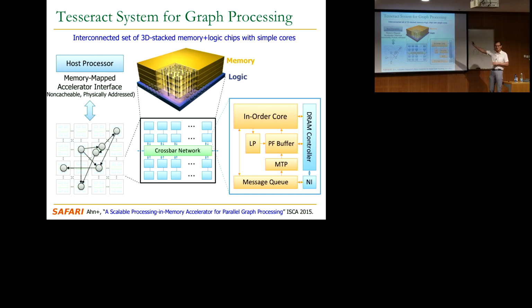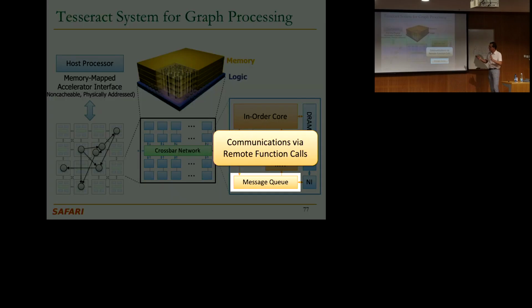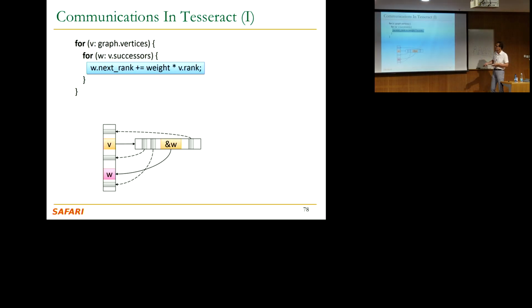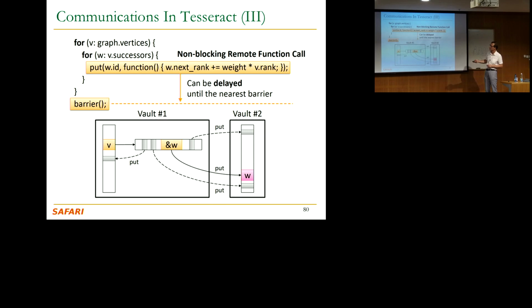Basically, we customize things for graph processing a little bit. We have graph-processing-specific prefetching mechanisms, which I'm not going to go into. You program this with communications via remote function calls. You have a message queue inside the logic layer such that you can communicate. You convert your program such that you can use puts and gets. I'm not going to go through this in detail, but you can put a function and send it to some other vault that houses the data. We have blocking and non-blocking remote function calls.